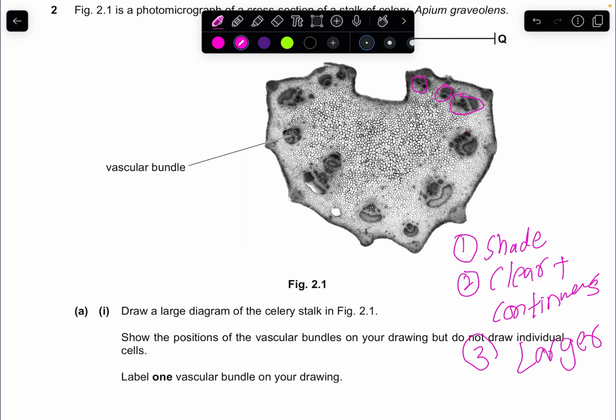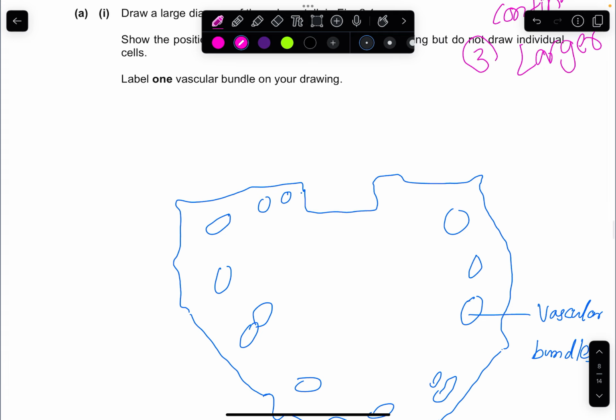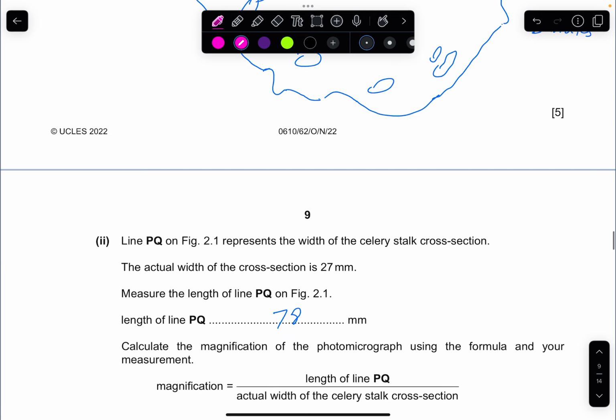So we have 1, 2, 3, 4, 5, 6, 7, 8, 9, 10, 11, 12 and a little bit 13, and the margins are very important. So we will draw like this margin, this edge is important, and this one, the next here, and the same like here. That is how I draw it. And the next one, they say label one vesicle bundle on your drawing. So this one you can just choose any one, that is the vesicle bundle.